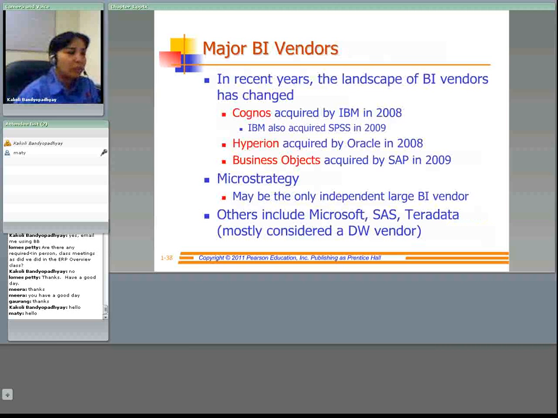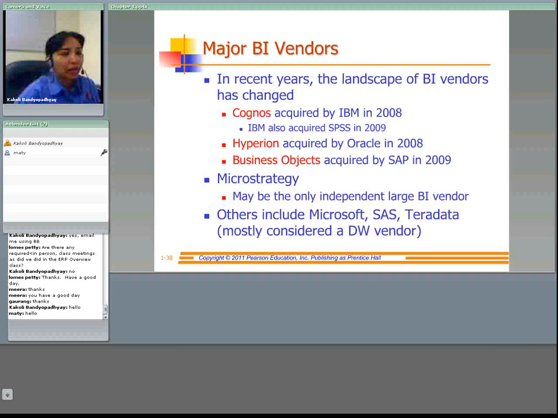This is an independent large BI vendor, and others include Microsoft, SAS, and Teradata, a data warehouse vendor, and we will be working on Teradata also.